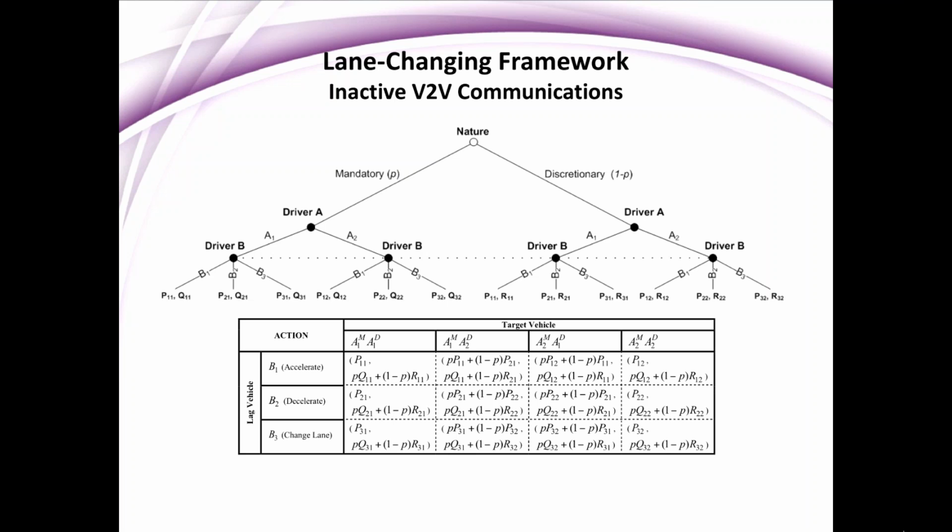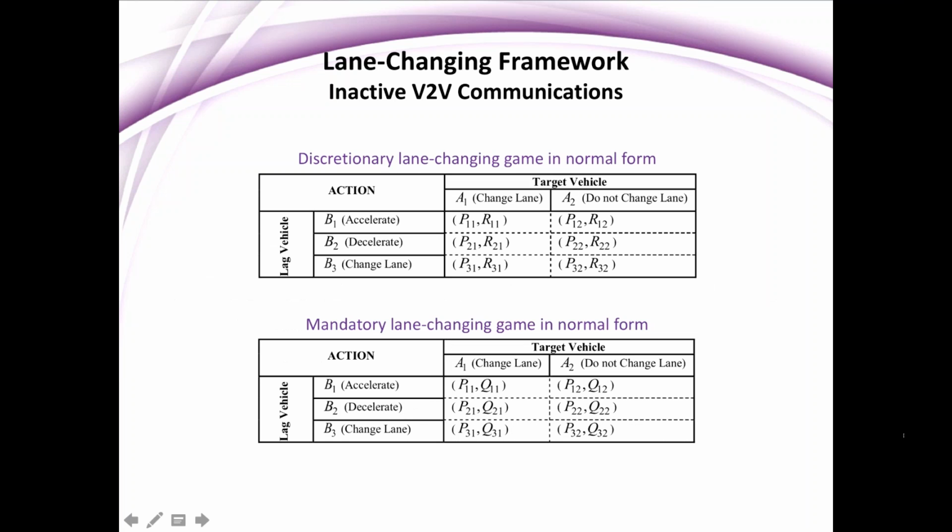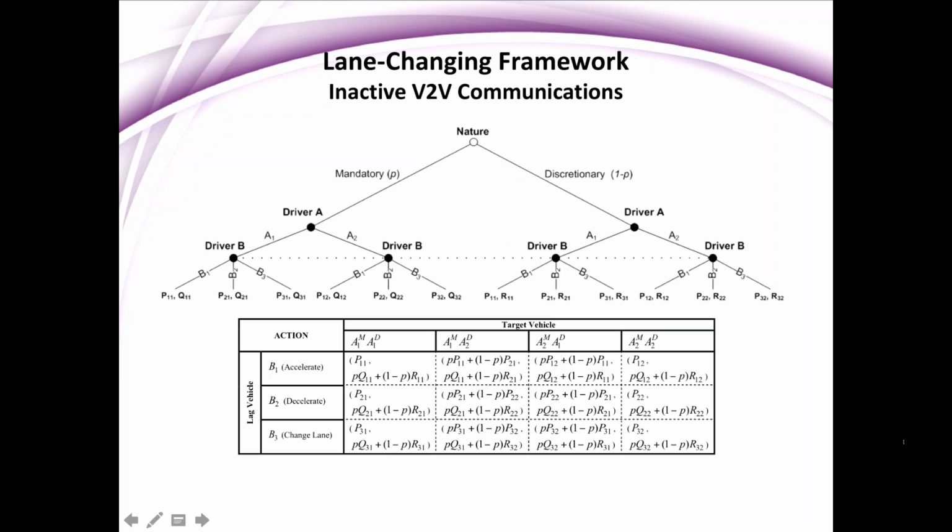And then driver A, or the target vehicle, will start the game. So the probability P is mandatory, probability 1 minus P is discretionary. And once it's mandatory, then we have that game. Once it's discretionary, we know which game we want to play. And with this, we can combine the two payoff functions, the two types of games, this one and this one, into this one. In other words, we are converting the two games of 3x2 into one game of 3x4. Which is harder to solve, but it is doable.